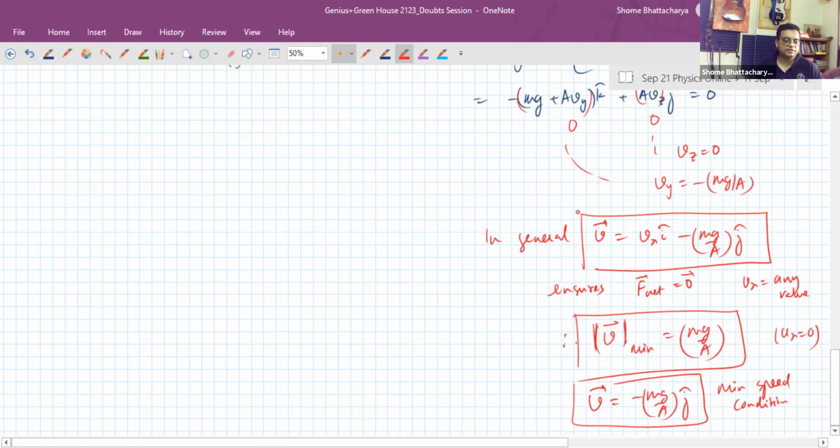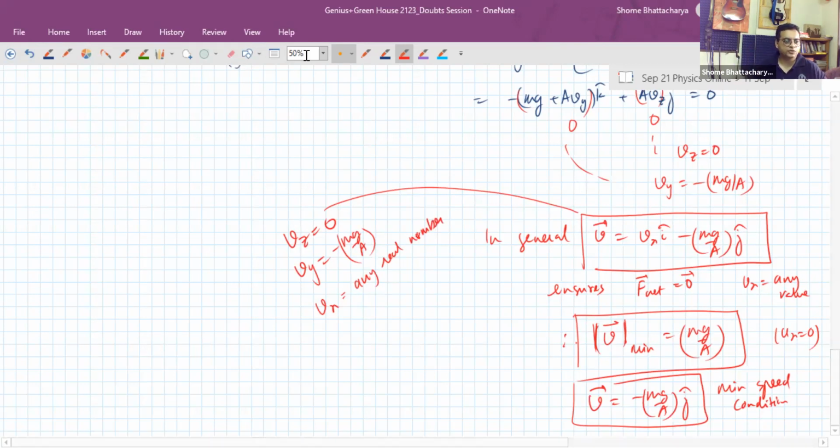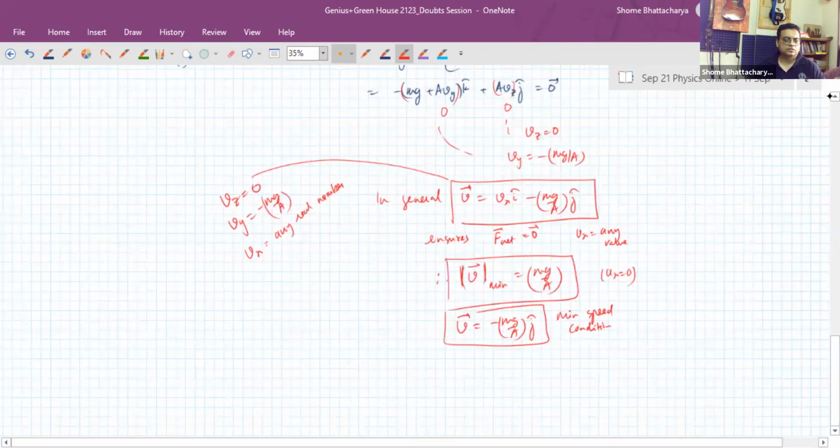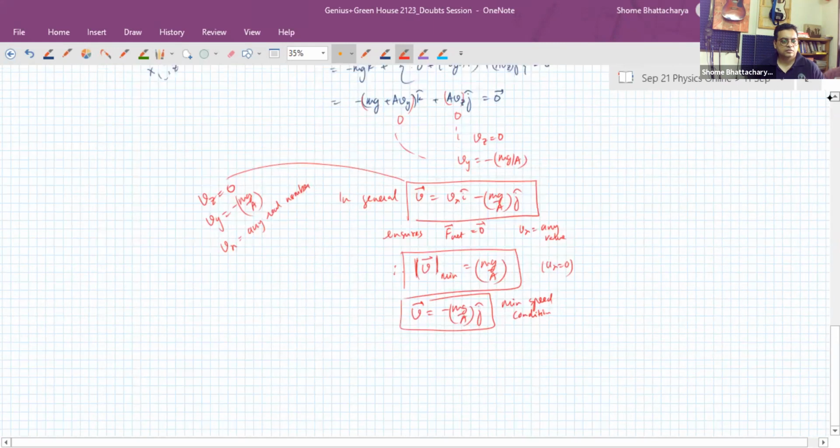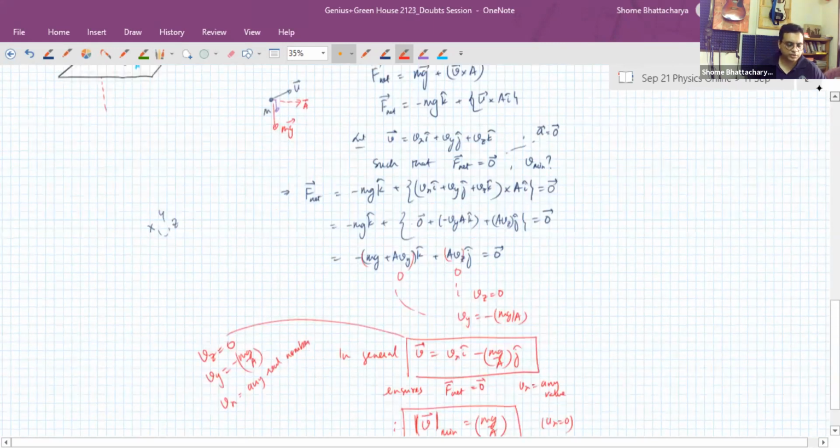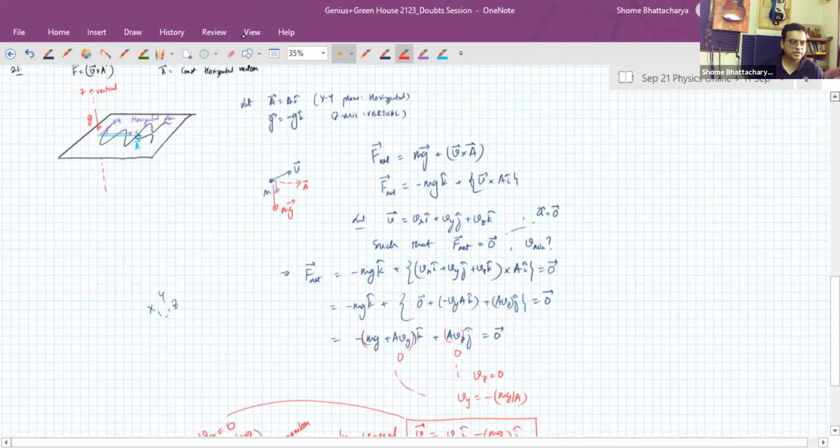In general, we could have any velocity like this: Vx i cap minus mg by A j cap. So the necessary condition is that Vz must be zero, Vy must be minus mg by A, and Vx can be anything, including 0. That's why the minimum condition is when Vy is that much and Vx is also 0. As I told you, this is a question all about vector algebra. I'll just leave you to go through this for a moment. Then we'll come to the next question.